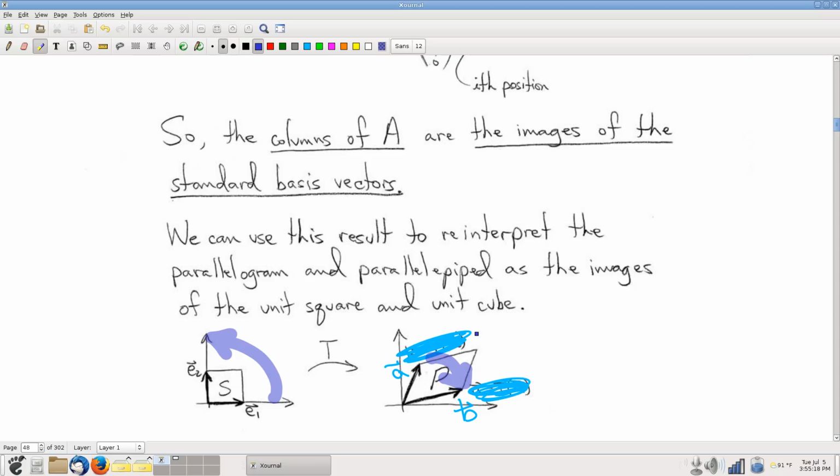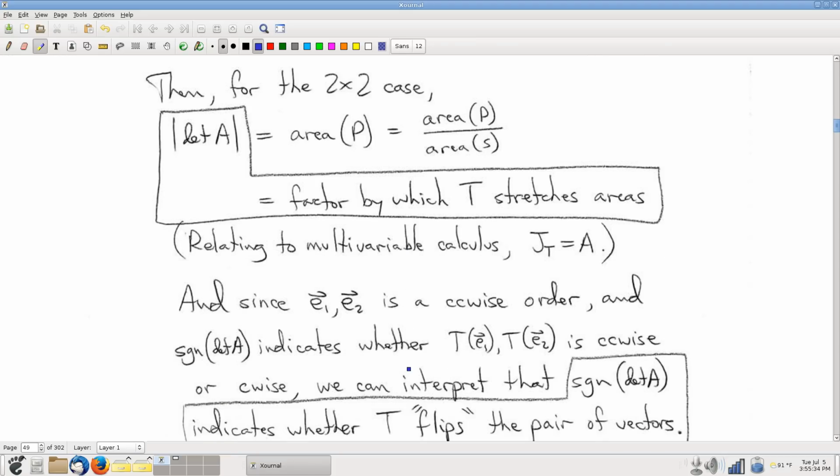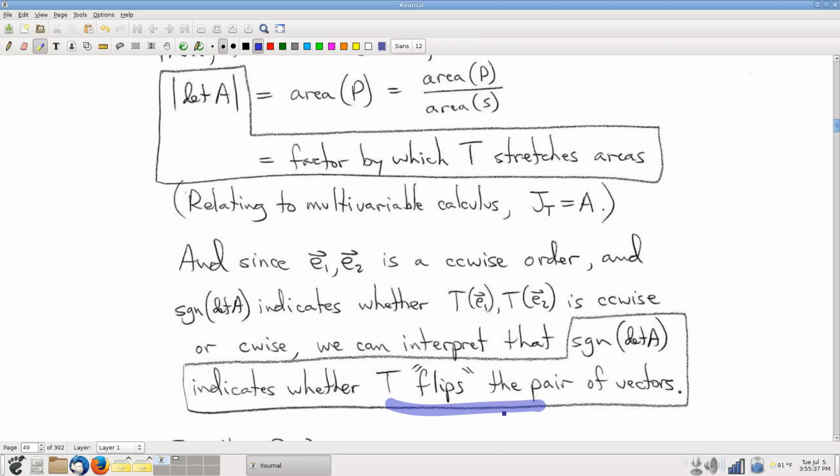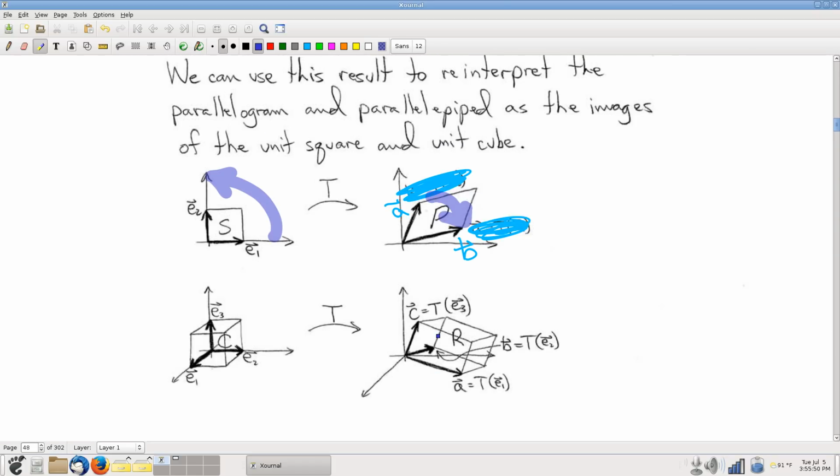And let's just digest that for a moment. What would this mean? What does it look like if a counterclockwise order by way of this function turns into clockwise? Well, I'm going to appeal to your geometric intuition that it would have to flip it over. This function T, which we'll later come to know as something called a linear transformation, flips the vectors over. That's the only way that you can turn a counterclockwise into a clockwise.